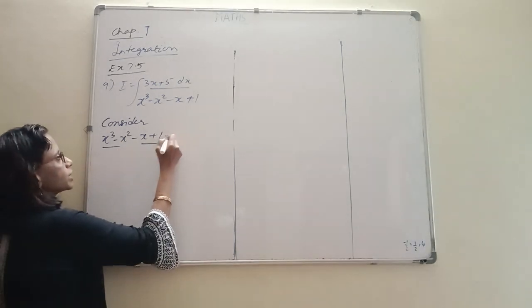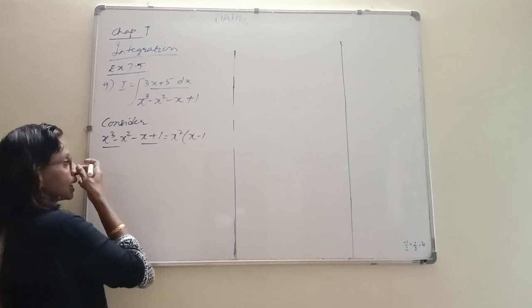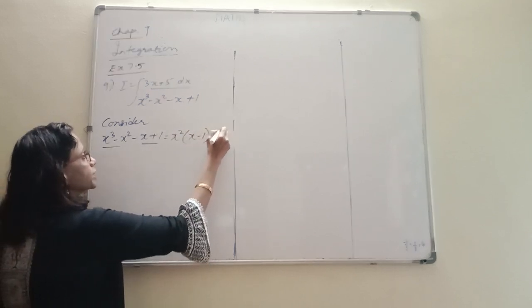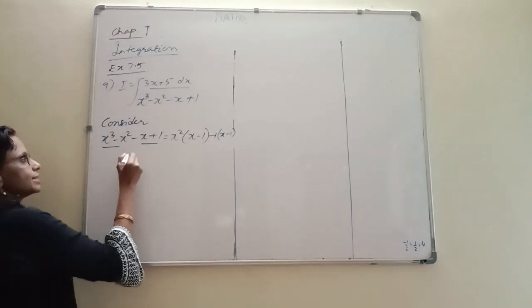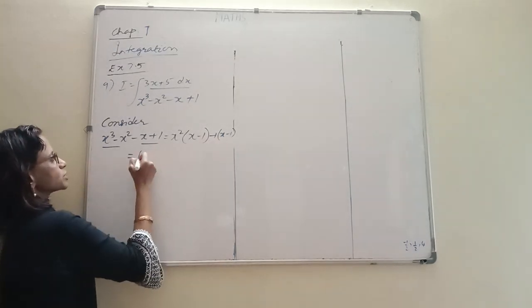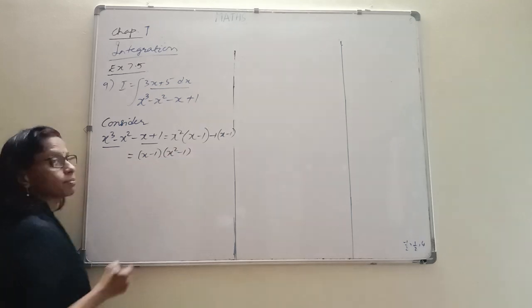In the first part, you can have x squared common so that you're left with x minus 1. And in the second part, you can have minus 1 common, again left with an x minus 1. As a result, overall there is an x minus 1 common. So you have x minus 1 times x squared minus 1.